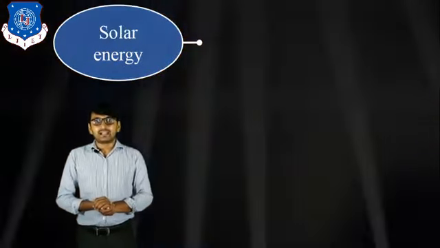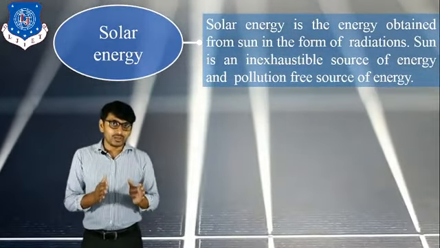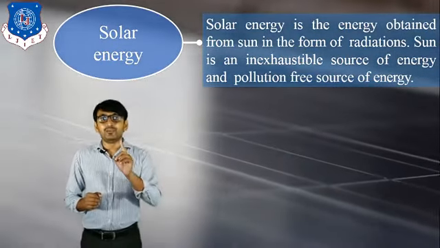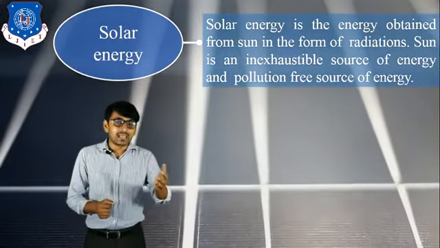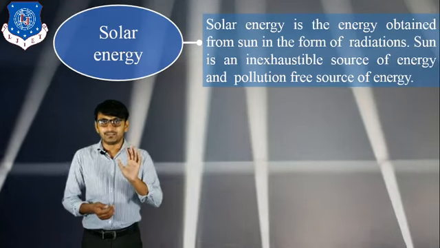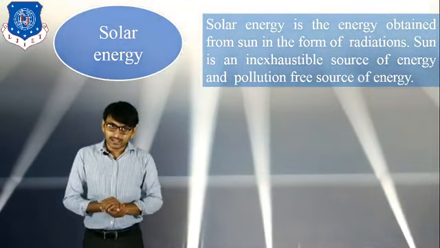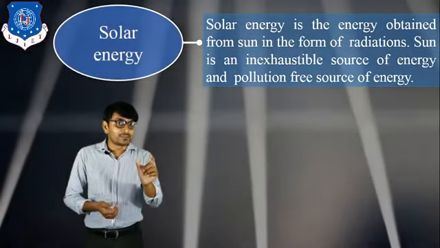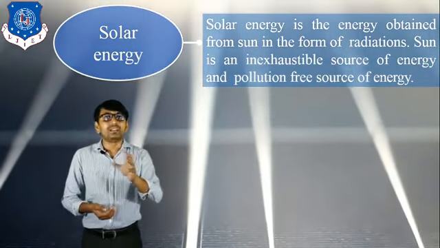Okay. Our second topic of this chapter is solar energy. Solar energy is a renewable source of energy, meaning if we use this energy one time, then we get this energy again within a short period of time. So this is a renewable source of energy. Now, solar energy is the energy obtained from the sun in the form of radiation. What do you mean by radiation? That is heat transfer due to electromagnetic waves. Okay, that is one type of heat transfer.